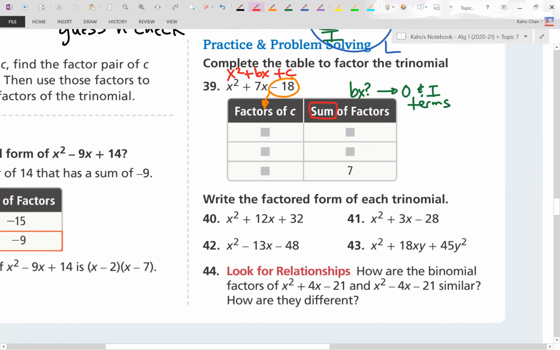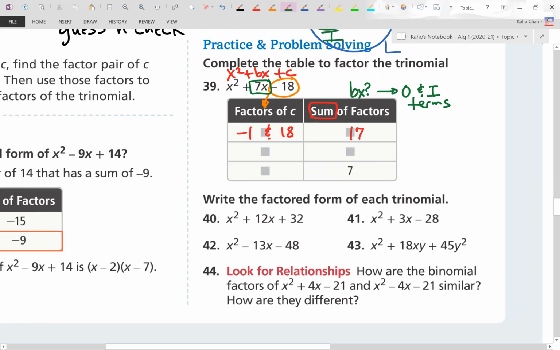So right now we have a table. They're just having us throw some numbers in. What times what equals negative 18? This is mental math, so I'll put in a couple of things that pop in my head. How about negative 1 and 18, right? Negative 1 times 18 is negative 18. When you add negative 1 and 18 together, you'll get 17. That is not my middle term. My middle term that I'm trying to shoot for is 7x.